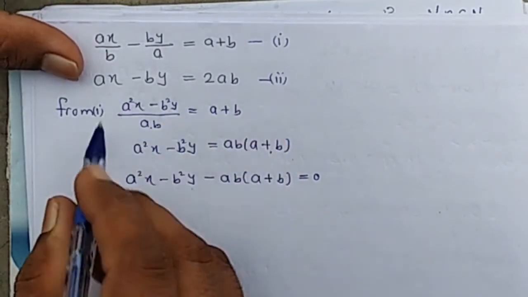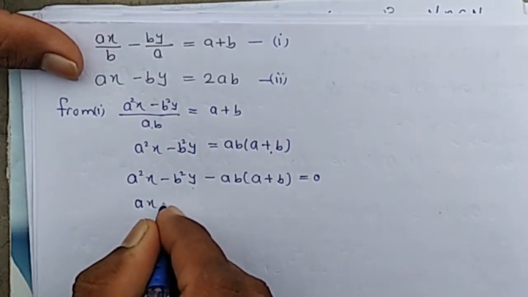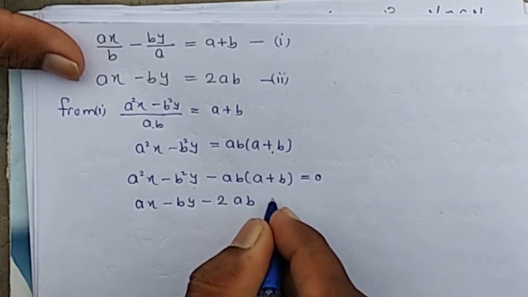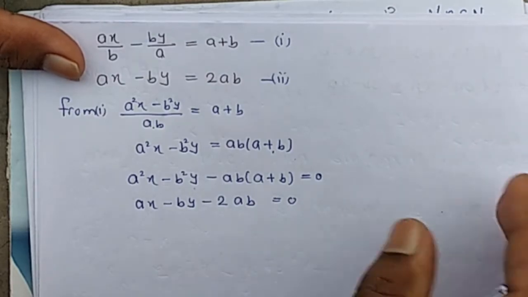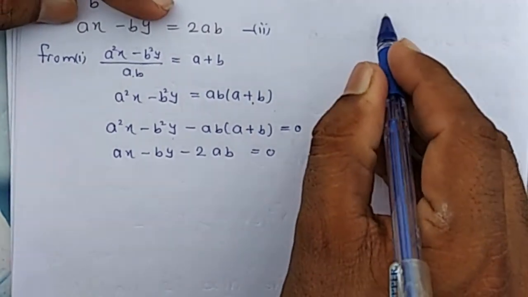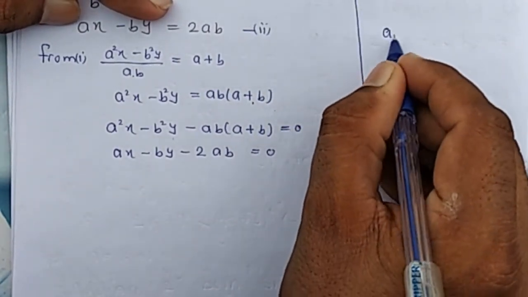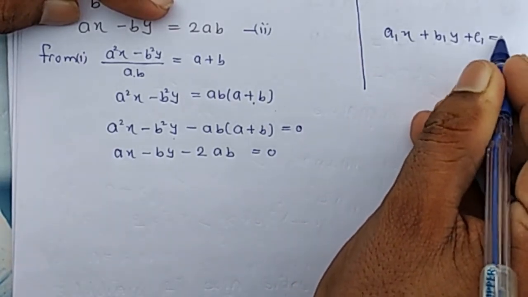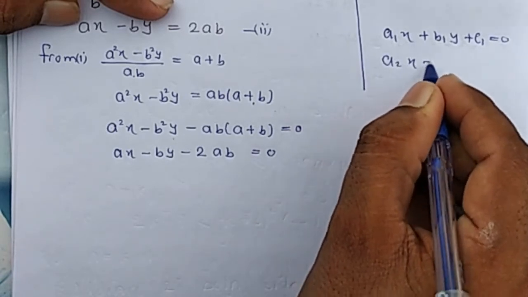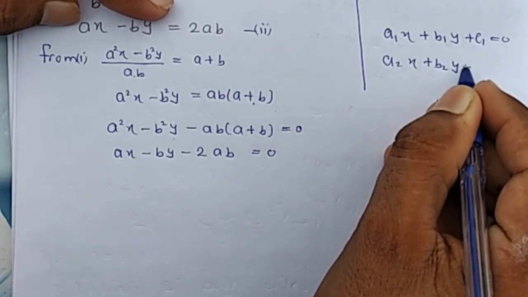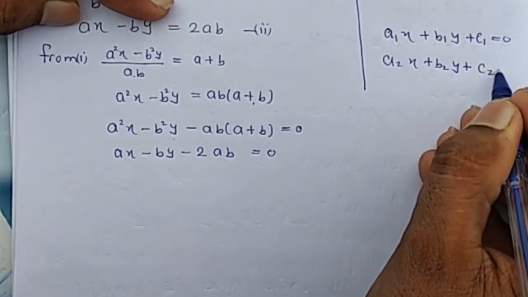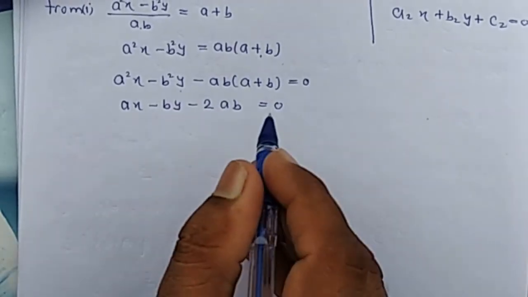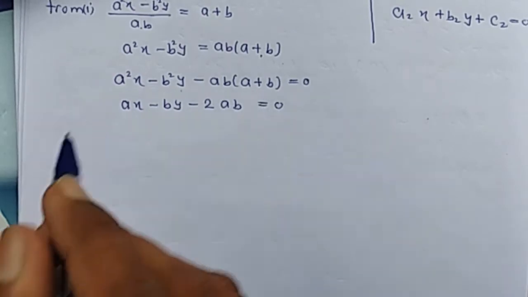Now second equation is AX minus BY minus 2AB equal 0. Now these two equations are in the form A1x plus B1y plus C1 equals 0 and A2x plus B2y plus C2 equals 0. Then we can apply cross multiplication on it.